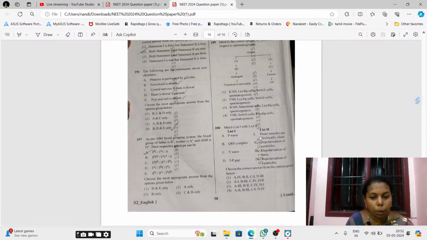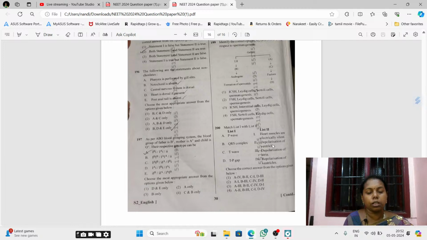200. 200 is option C. P wave, you know, is depolarization of atria. QRS, depolarization of ventricle. T wave, repolarization of ventricle. The T to P gap is when heart muscles are electrically silent. So this is the answer, children.